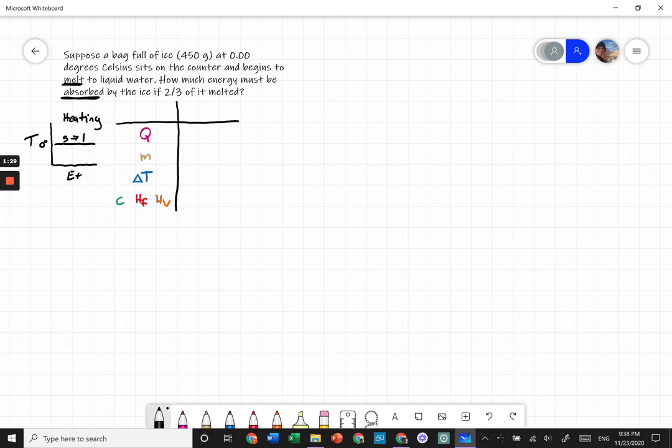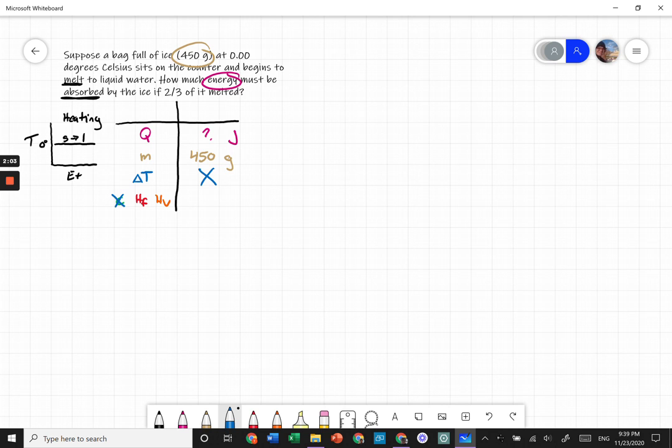So, for this problem, energy. How much energy must be absorbed? We're looking for that, so question mark, and it should be in joules. Now, I'm told that I have a bag full of ice, 450 grams. Okay, so we have that down. What else? My change in temperature? Well, it looks like it's a flat line. My temperature is not changing, so I can cross that out. That means I can also cross out my C, because that involves a temperature change.